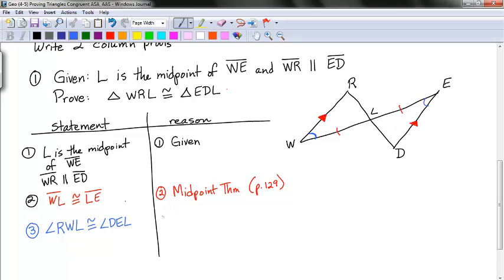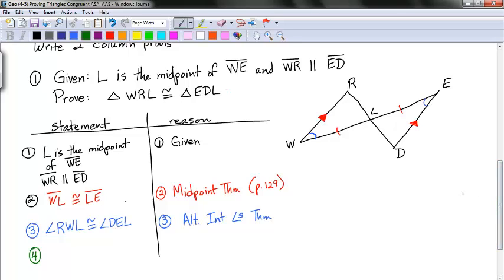And why is that true? What kind of angles are those? 2 parallel lines cut by a transversal. What kind of angles are those? Alternate interior. Okay, so alternate interior angles. And that's actually a theorem. I'm just trying to be more specific for your notes.